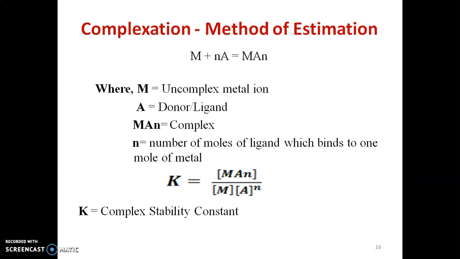So if we write the stability constant for the above equation, the numerator contains the product, which is the complex formed between the metal ion and ligand, whereas the uncomplexed metal ion and uncomplexed donor or ligand are in the denominator. In this manner, the complex stability constant can be expressed.